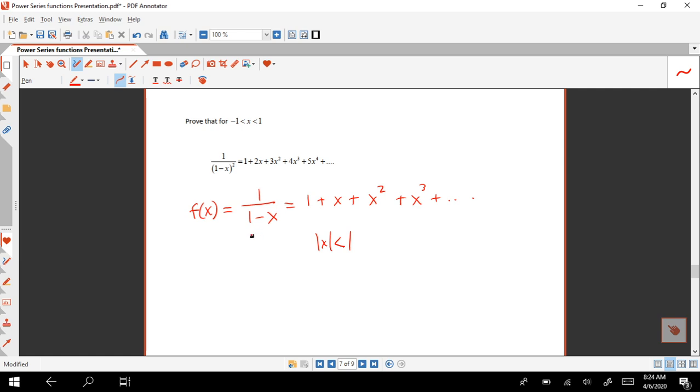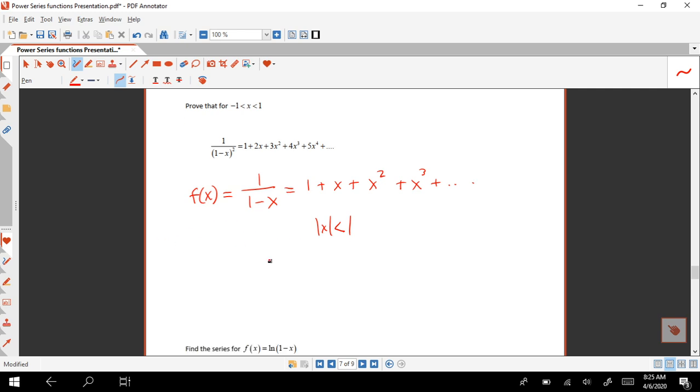We plugged in different things. We looked at the series for 1 over 1 plus x, or 1 over 1 minus x cubed, or, messing around with it in different ways, plugging in different things. But there's a little bit more that you can do than that.